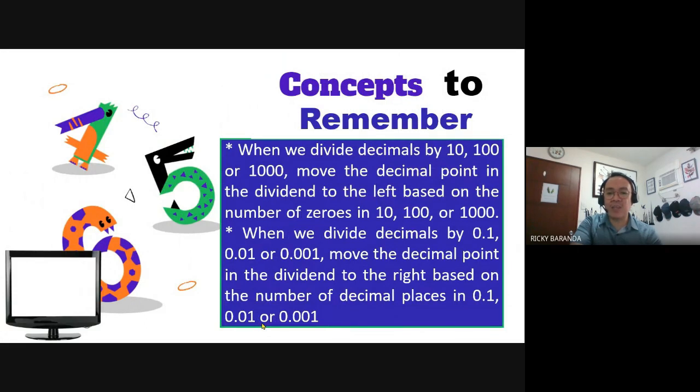hundreds, and thousands, or tenths, hundredths, and thousandths, we will be just following this concept. Pag tens, hundreds, and thousands, move the decimal point in the dividend to the left, papuntang kaliwa. Then, kung tenths, hundredths, and thousandths are 0.1, 0.01, or 0.001, move the decimal point in the dividend to the right, papuntang kanan, on the number of the decimal places of 0.1, 0.01, or 0.001. So that's how we divide decimal numbers.